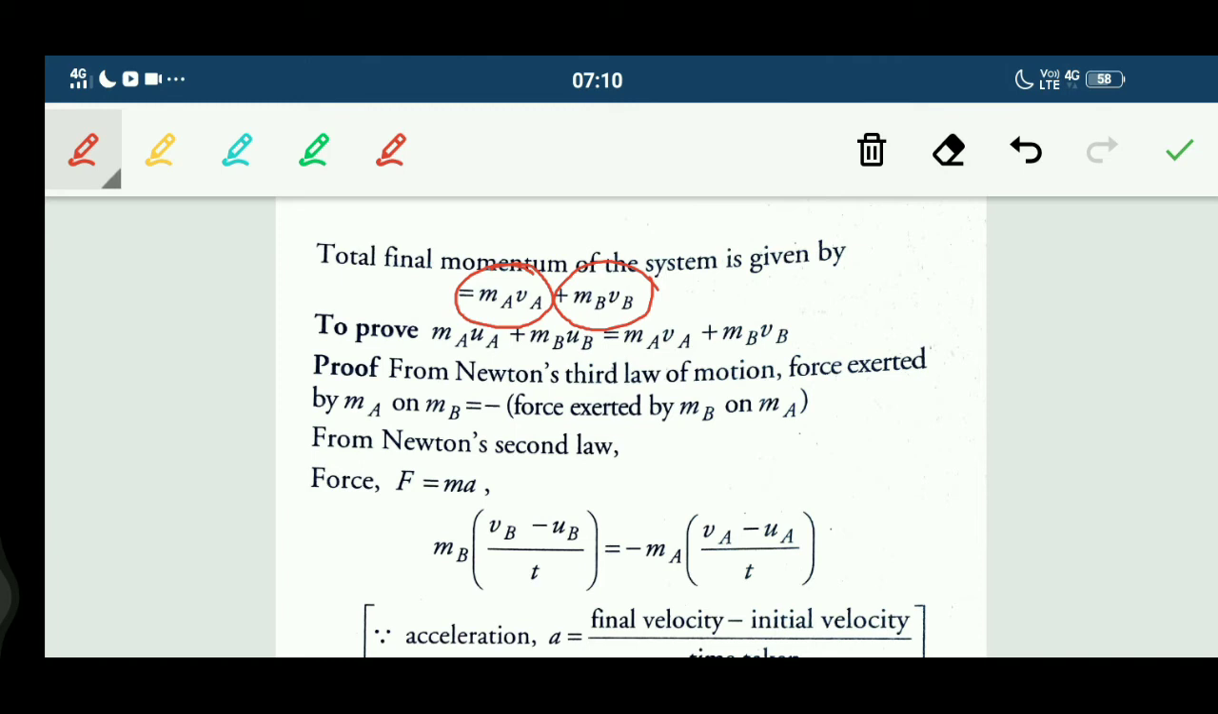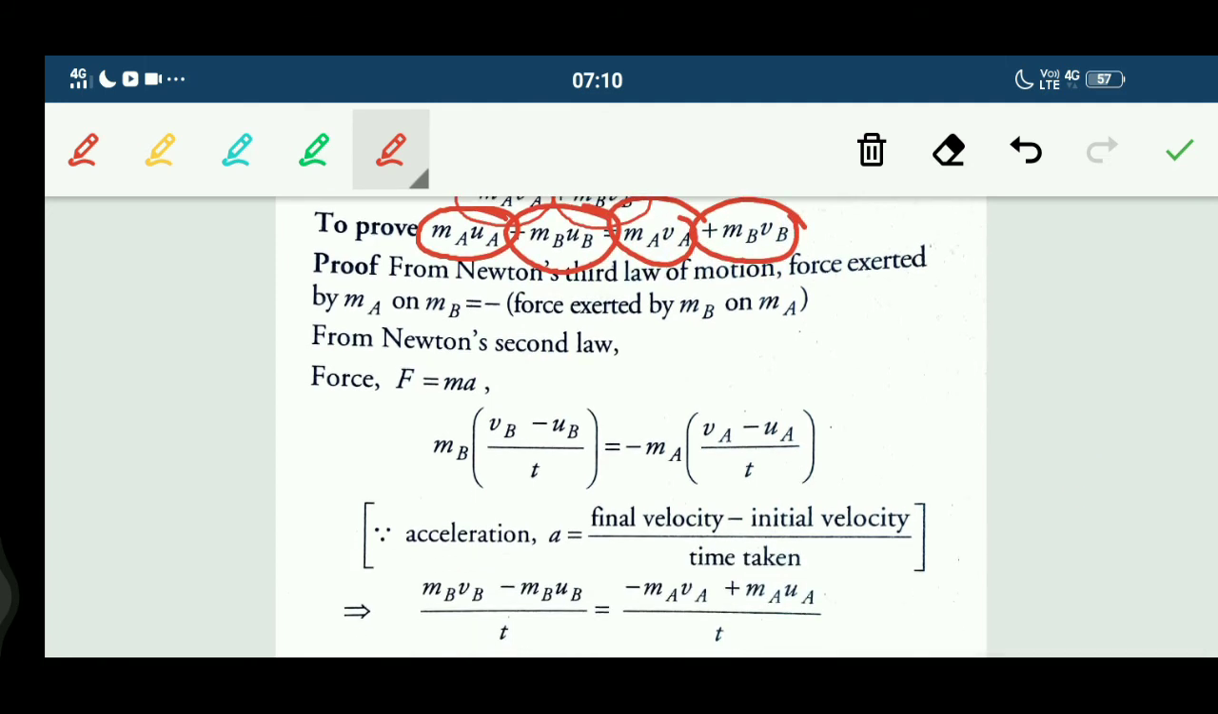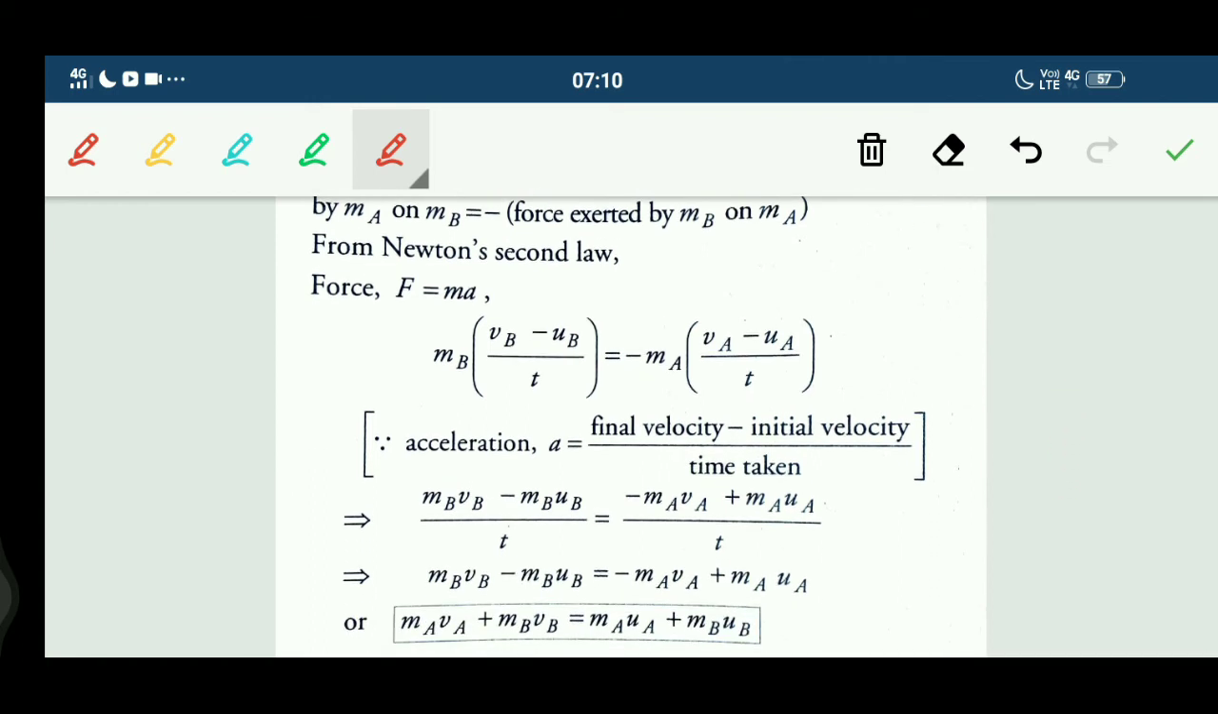Fine children. This is what the statement says, that when two or more bodies interact with one another, the vector sum of their momentum remains conserved or constant. Fine. So this is what we will be discussing now. So children, we need to prove here that MAUA plus MBUB is equal to MAVA plus MBVB. And I have already told you that from Newton's third law of motion, FAB is equal to minus FBA. So we'll just be applying that.